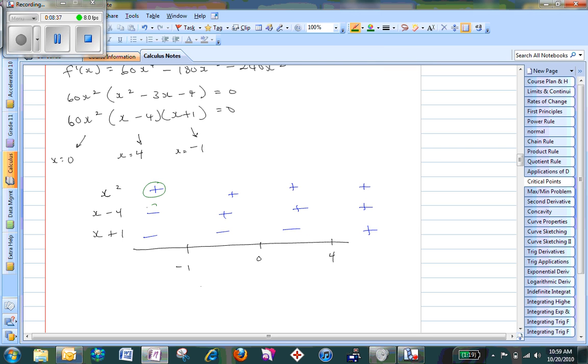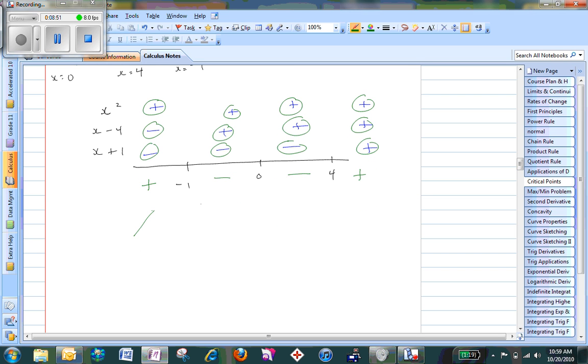A positive, a negative, and a negative make a positive. A positive and a negative make a negative. A positive and a negative make a negative. A positive and a positive make a positive. This graph goes up, then down. It continues to go down, and then it goes up again.